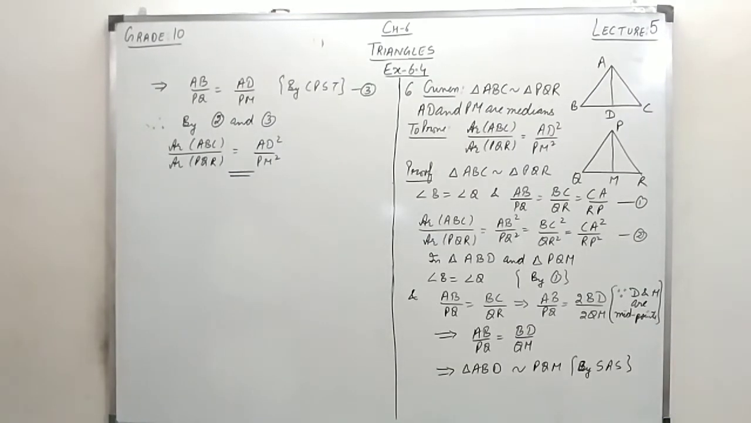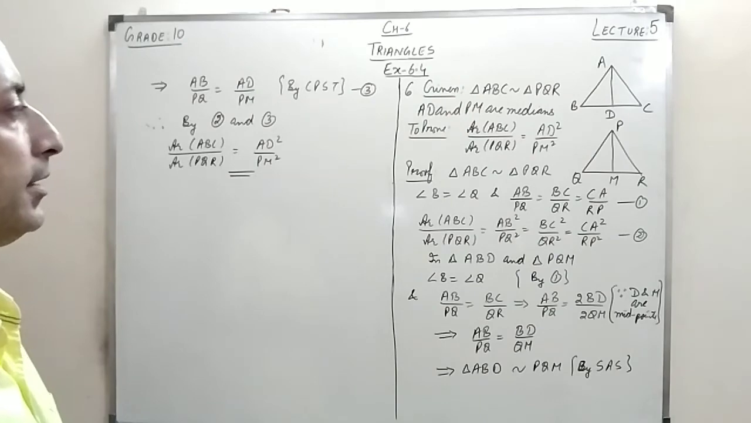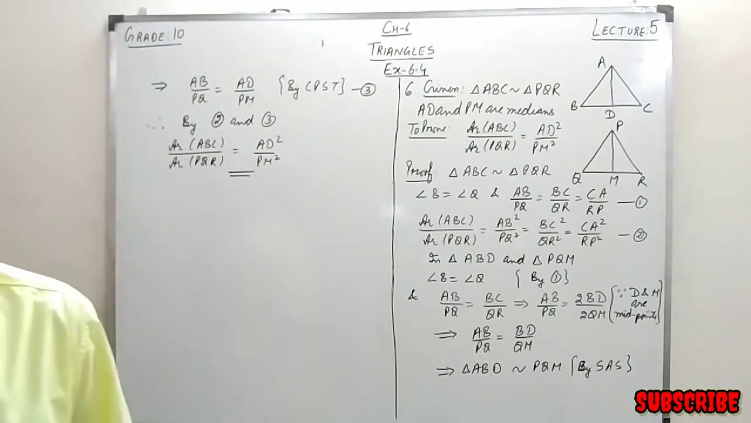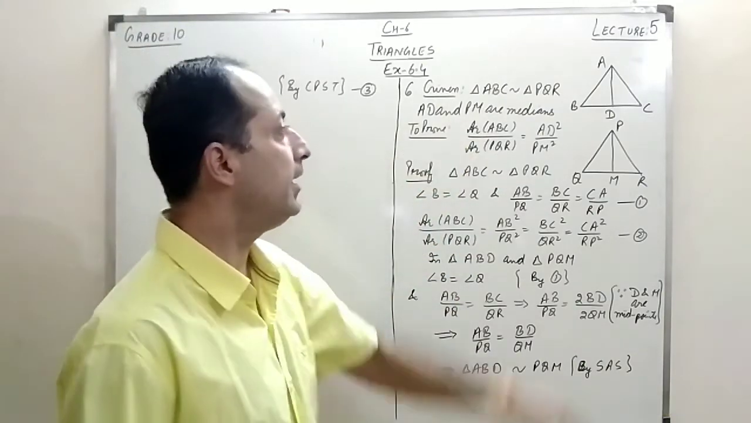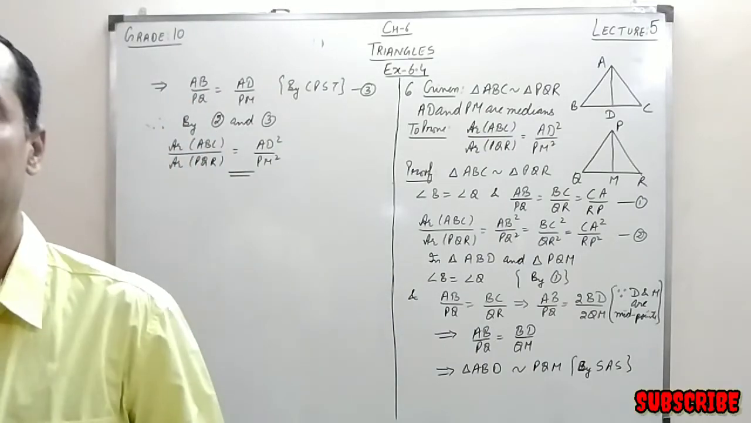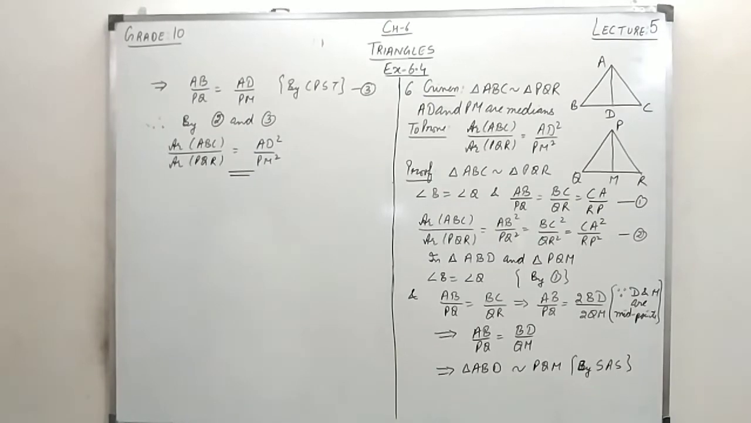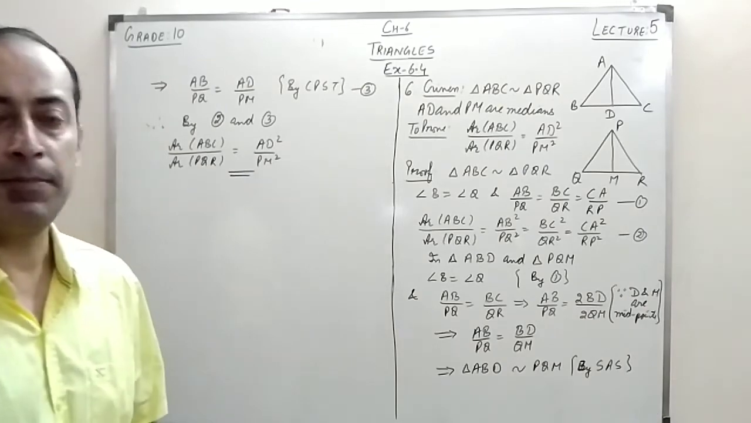In the sixth question, we have to prove that the triangles ABC and PQR are similar, and we have to prove that the ratio of the area of two similar triangles can also be equal to the square of the ratio of their medians. So what is given, that ABC and PQR are similar, AD and PM are given to us as median, and what we have to prove here is that area of ABC upon area of PQR is equal to AD square by PM square.